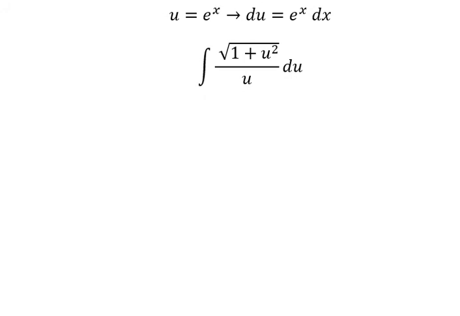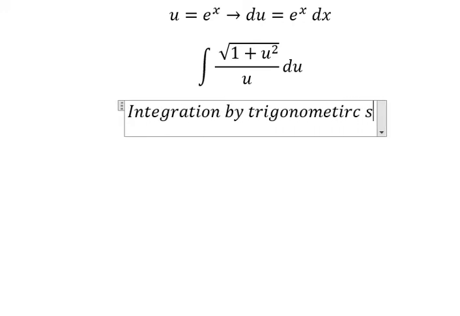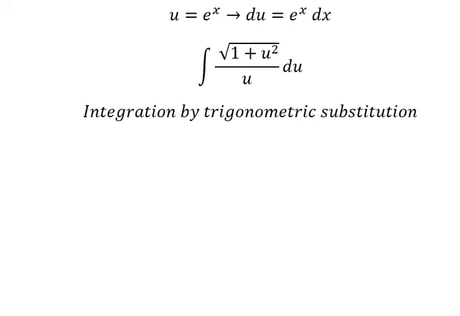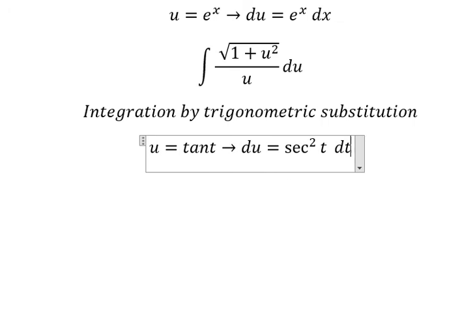Next, we can use integration by trigonometric substitution. So I will put u equals tan t. Later, we take the first derivative of both sides and we have secant of t squared dt.